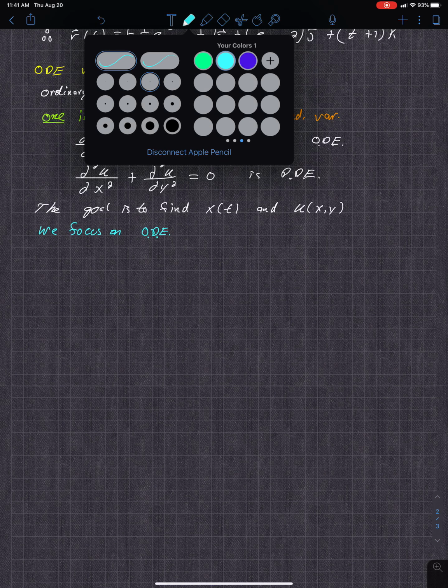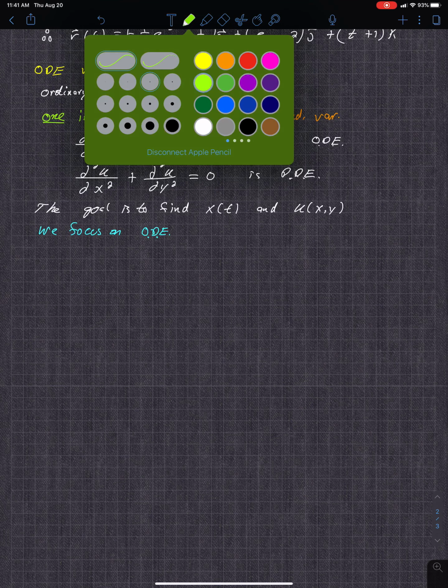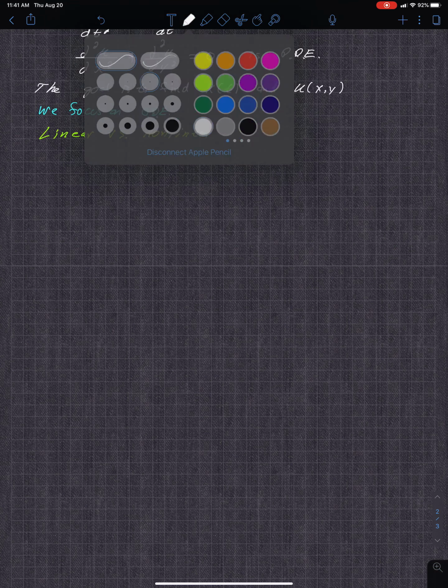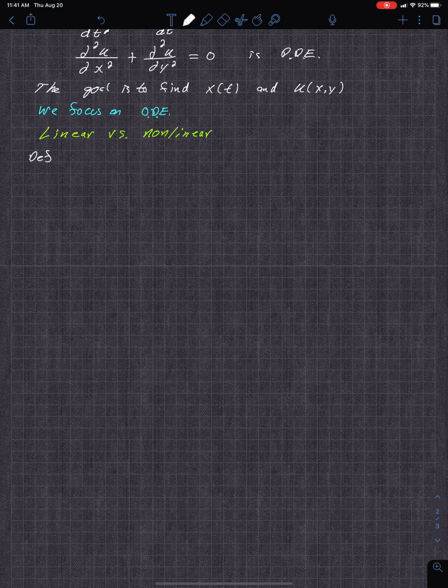Okay, so continuing, let's talk about the next thing: linear versus nonlinear differential equations, and what that looks like. First we're just going to look at the definition. I'll define it and we'll talk about it. So here's a definition of linear, and this specifically would be a linear ODE.